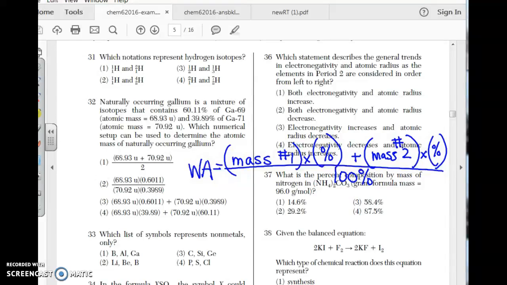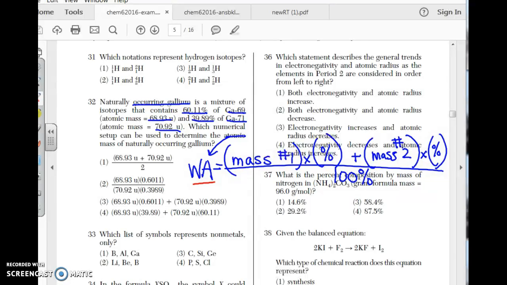Number 32 is a weighted average question. Naturally occurring gallium is a mixture of isotopes that contain this percentage of this isotope with this mass, and this percentage of this isotope with that mass. Which numerical setup can be used to determine the atomic mass of the naturally occurring gallium? Remember, atomic mass is a weighted average. Well, remember what I told you. Sadly, this formula for weighted average is not on Table T. You have to remember how to do it.